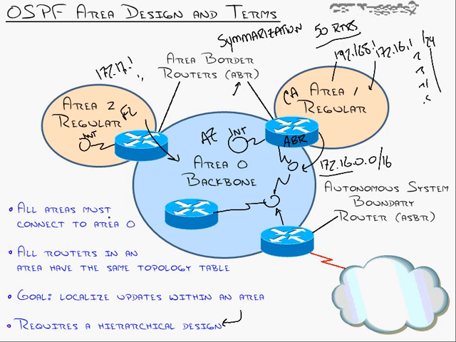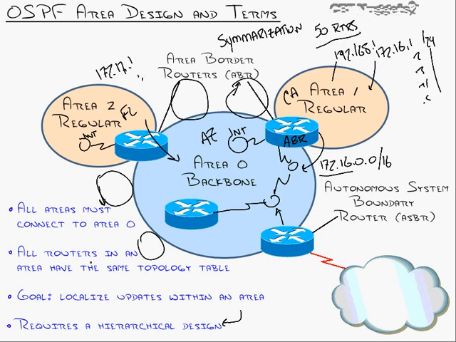So let me hit the specifics that I have here. All areas, the rule of OSPF, all areas must connect to area 0. That's what's so special about area 0. It is considered the backbone of your network, and all other areas must connect over here. As your network grows larger and larger, things must tie into that area.